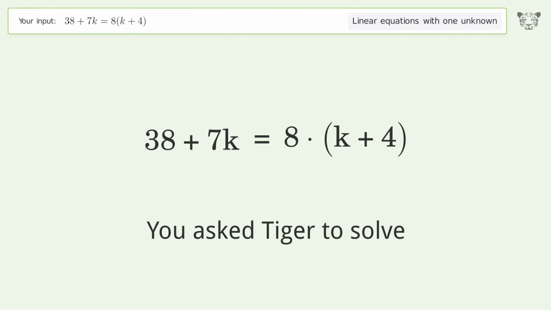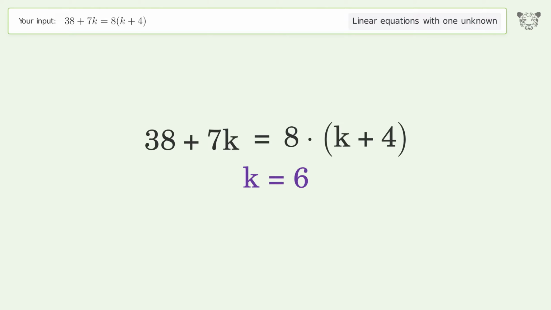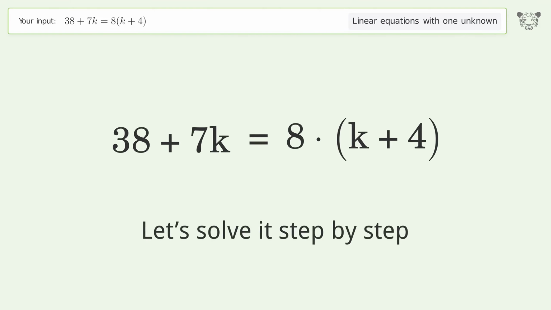You ask Tiger to solve this. It deals with linear equations with one unknown. The final result is k equals 6. Let's solve it step by step.